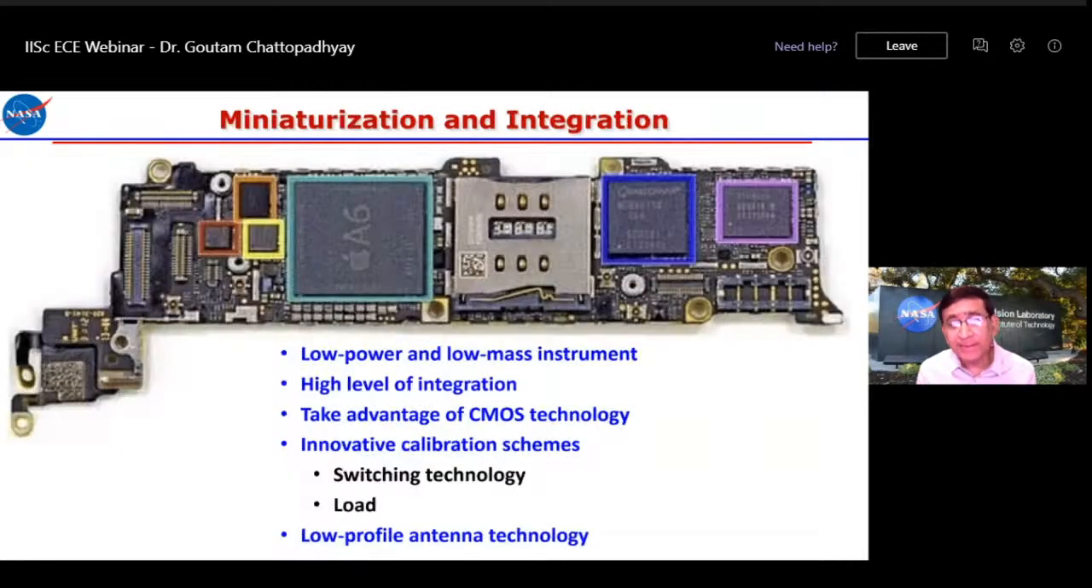So one of the keys to doing this, you have to build an instrument in a CubeSat, is miniaturization and integration. If you look at what I'm showing here, this is an iPhone 5S circuit. If you have not opened your smartphone ever, you should go ahead and do it, because what you will see is what it means to integrate something. You can design a chip, you can design some kind of components, but how everything comes together is very, very important.